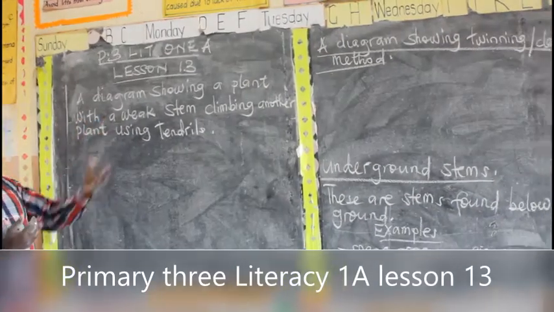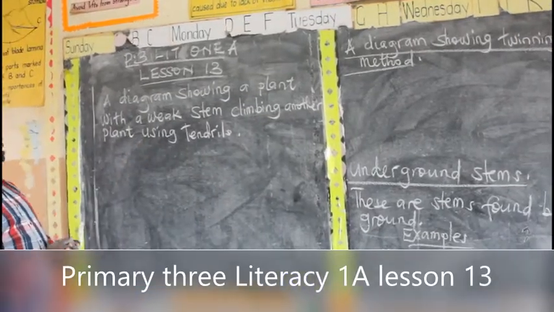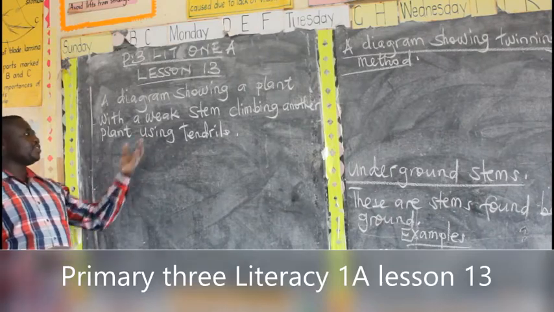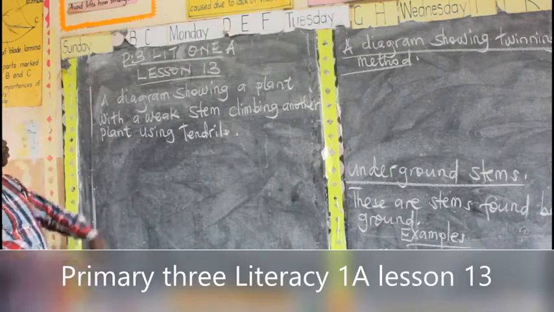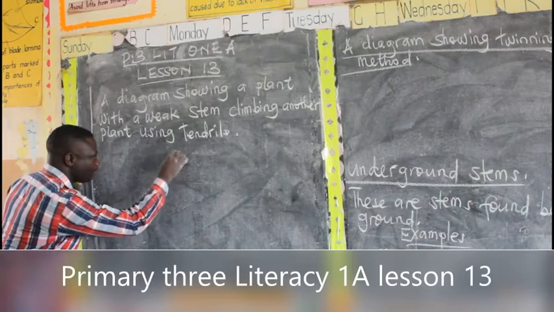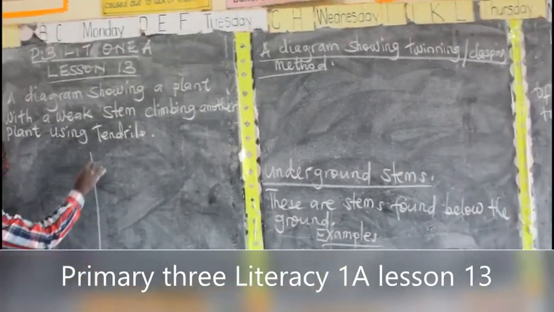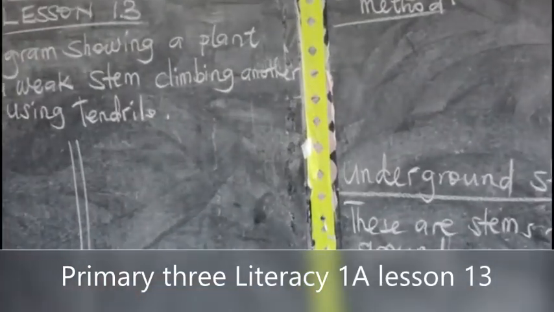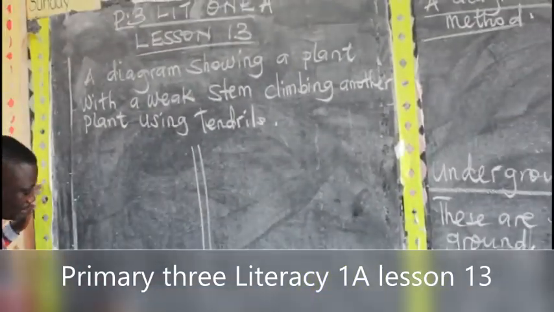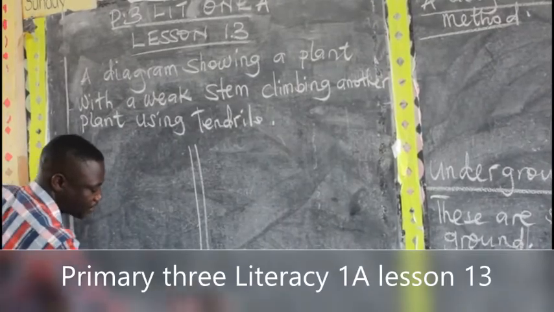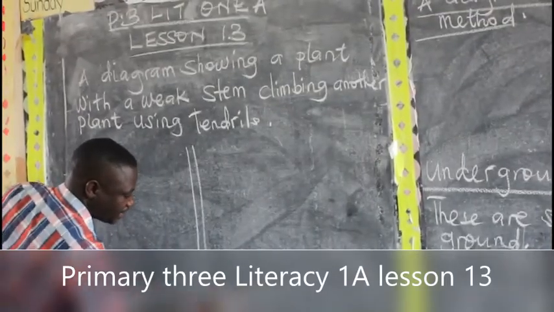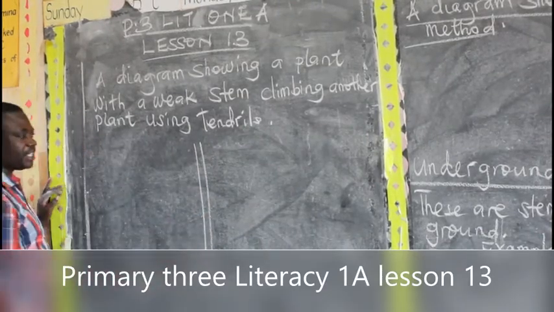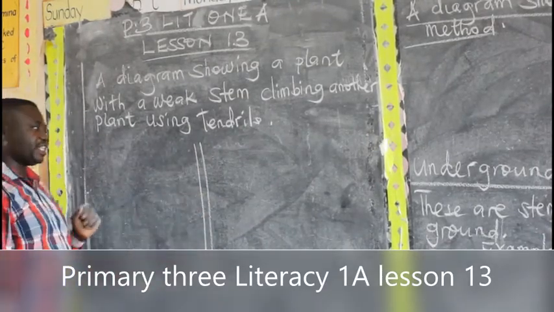So we are having here a diagram showing a plant with a weak stem climbing another plant using tendrils. This one here we can just draw it. Simply, this is a support, another plant nearby. We can take it as another plant. This is the ground level, the soil. It's a plant with an upright stem. This stem is upright, and therefore it can support itself.